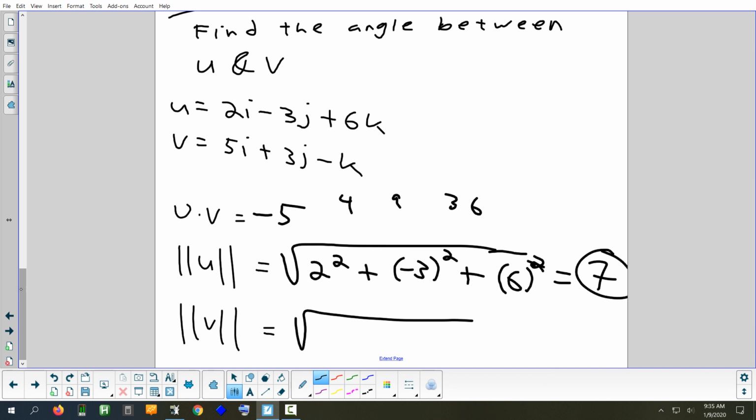All right. Magnitude of V. 25, 9, 1. Add those up. 5 squared, 3 squared, negative 1 squared. So the magnitude of V is the square root of what? 35. That's nothing we can do with that.